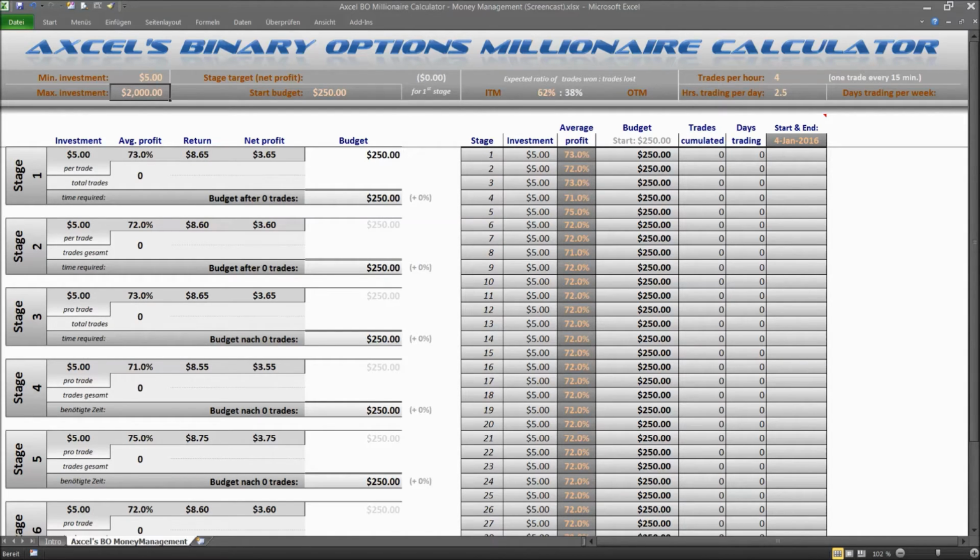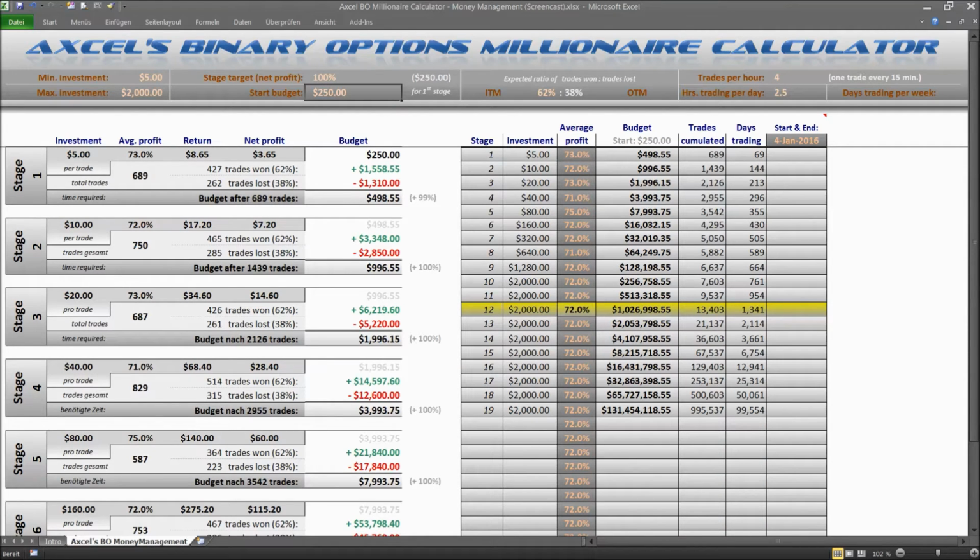And I know one broker, for example, that has a limit of $50,000. That is actually quite high, but on the other hand, the minimum investment there is $25. So I will leave it with the values I entered earlier and continue now with the stage target over here, which is basically the net profit that you want to see at the end of every stage. And if I enter a value of 100%, that basically would mean that you want to double up your budget before starting to go ahead and trading with a doubled investment.